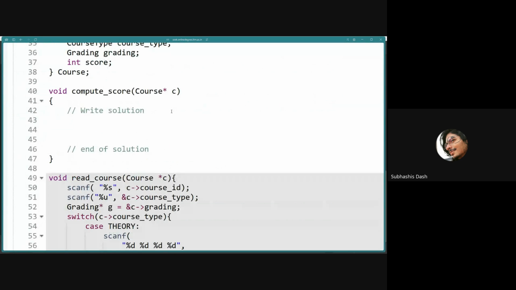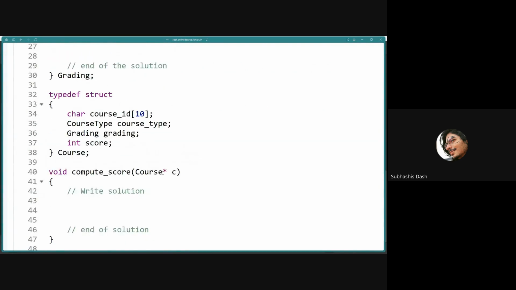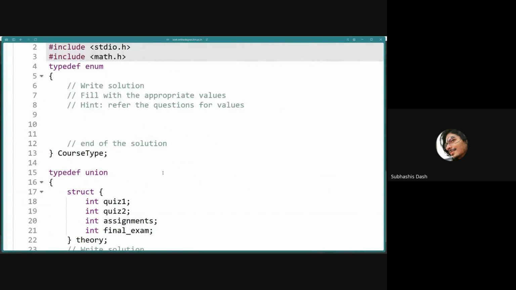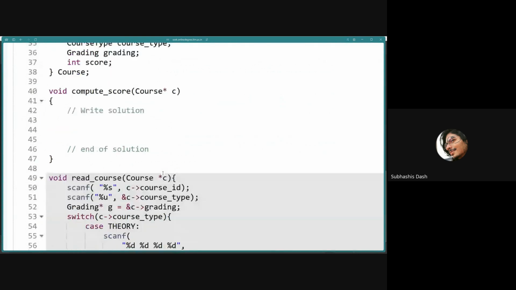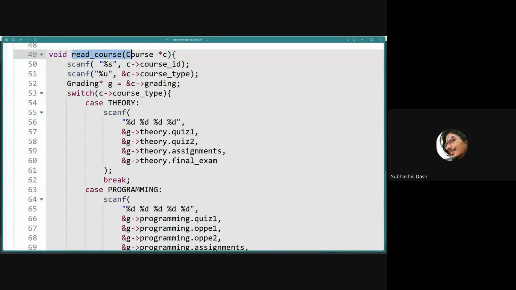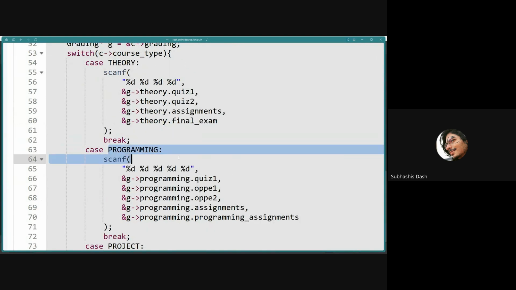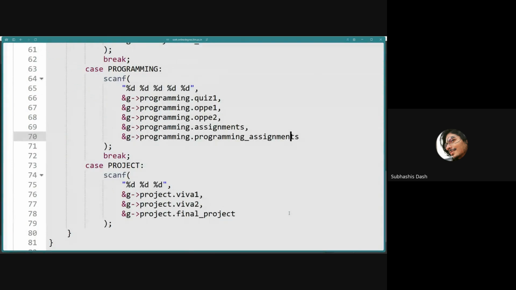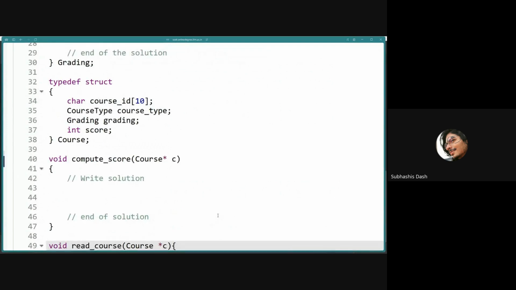Okay, so see, first of all, we have to write three areas of code. Over here, if you see this function, read course, for the theory one, we have quiz one, quiz two, final exam, and assignments. For programming, we have quiz one, OPP one, OPP two, assignments, and programming assignments. And for projects, Viva one, Viva two, final project. So can you tell me what we should do here?